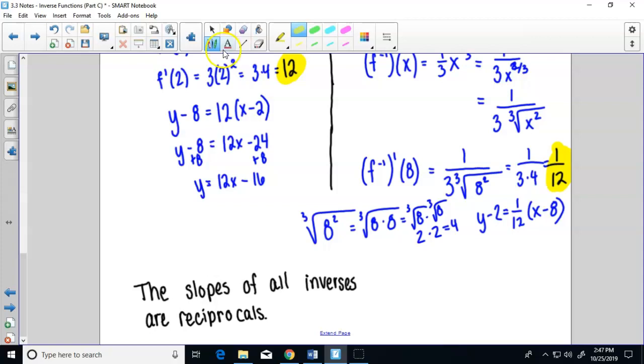I guess I should sort of add something here. The slopes of all inverses are reciprocals for corresponding points.